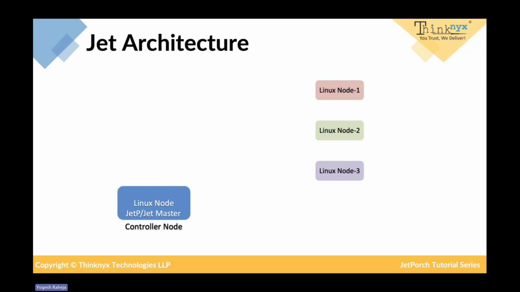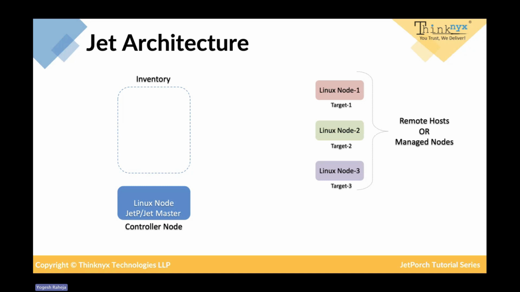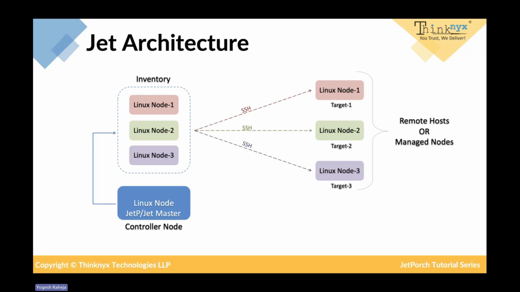The other Linux servers, which will be managed by the Jet controller machine, are called targets, remote hosts, or managed nodes. In order to manage these targets, we need to define them inside a file, which is known as the inventory file. The Jet controller machine will refer to this inventory file to check if the server listed in the inventory is managed by Jet or not. If the listed server is a managed server, Jet will connect to the target server over SSH protocol to perform configuration management tasks. This is how simple the architecture of Jet is.